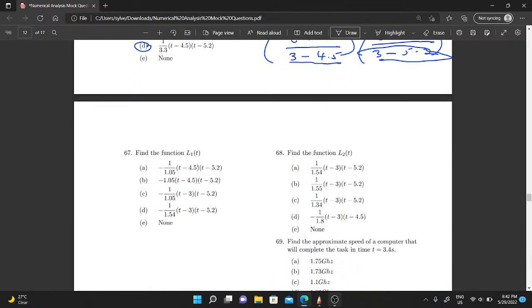I do the same thing for L1. L1 will be D. And L2 will be none. The value you got for L2 was 1 over 1.54, multiplying T minus 3, T minus 4.5. Please, you can confirm for us. This is what we had. So in case you got something different, please let us know.